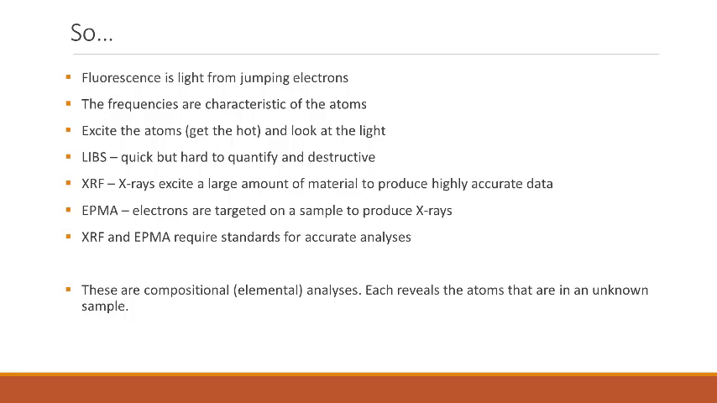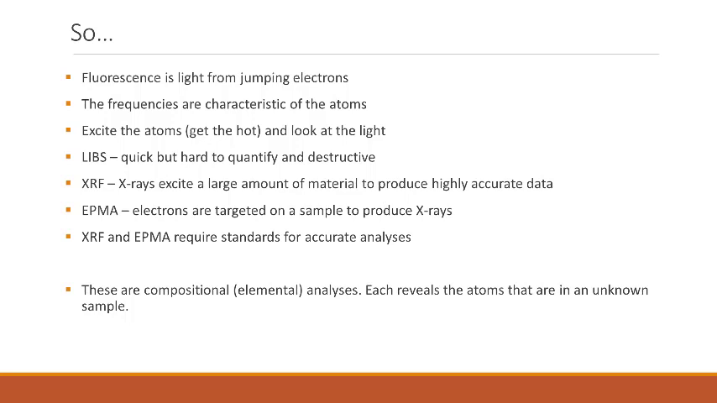The techniques we looked at were the laser-induced breakdown spectrometer, which is quick but produces hard to quantify materials and is somewhat destructive in that it leaves a hole in your sample. We looked at X-ray fluorescence, where X-rays excite a large amount of material to produce highly accurate data, and we looked at electron probe microanalysis, where electrons are targeted on a sample to produce X-rays that can then be characterized. XRF and EPMA rely on wavelength dispersive spectrometry to make accurate analyses, and they also require standardization for that accuracy.